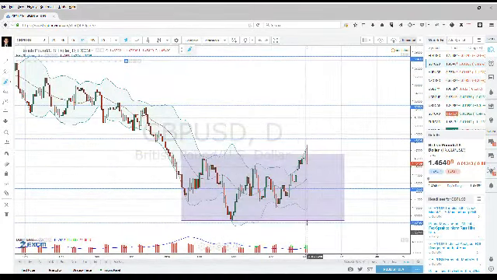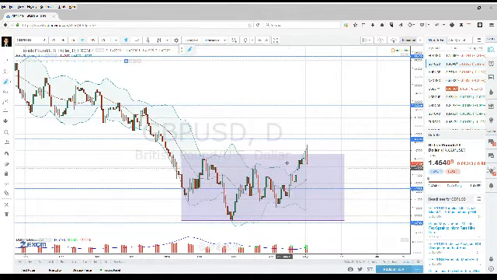What I draw here is that we have a consolidation, a zone of consolidation. See, we have this high, this low, and then it stays between the same range.